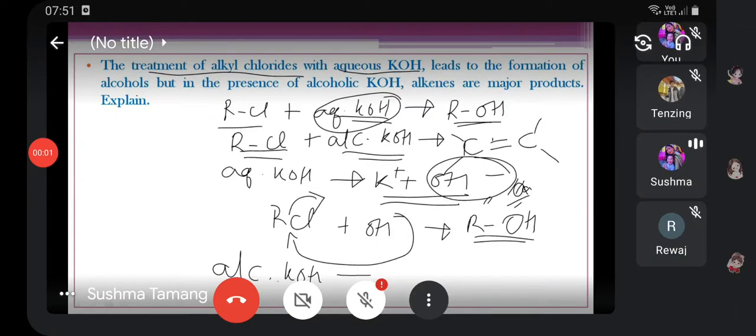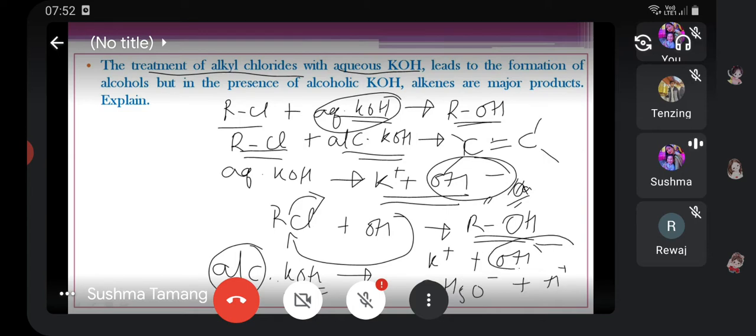KOH will give K plus and OH minus ion. And alcohol, usually we use ethanol. Ethanol is C2H5OH, so that will dissociate as C2H5O minus and H plus. So here you will get two negative species: one is OH minus ion, another one is ethoxide ion.